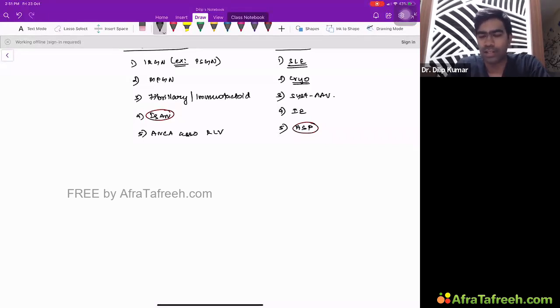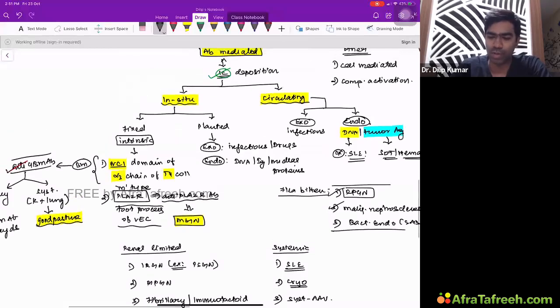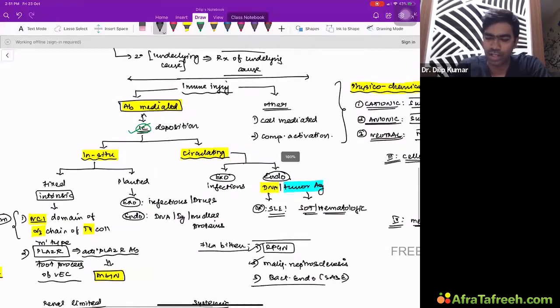So as far as MPGN is concerned as a whole, complement levels will be decreased because MPGN is a disease that is going to be due to complement activation only. So typically complements will be decreased in any condition. But remember, whether complements are decreased or increased, it does not depend on a particular disease. It depends on what is the nature of the immune complex.